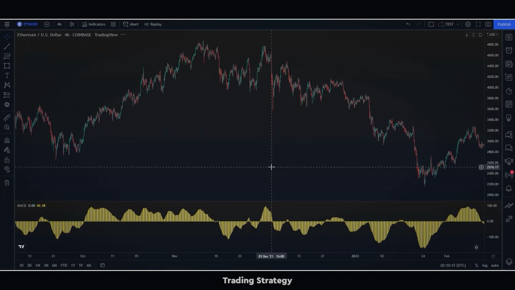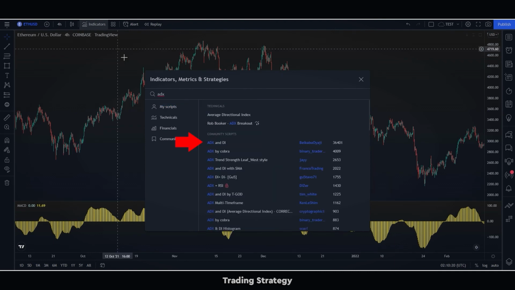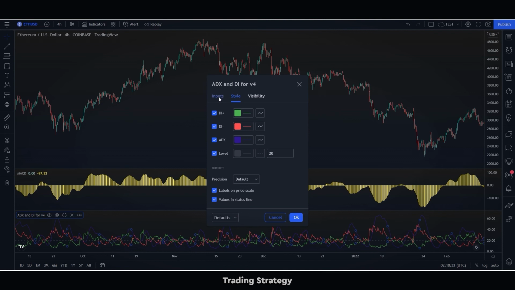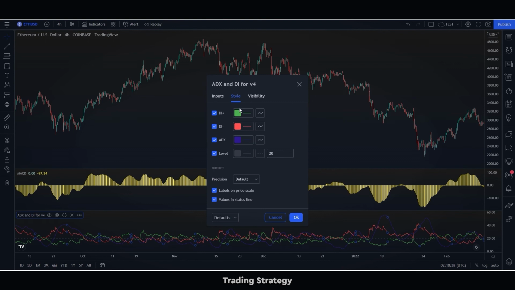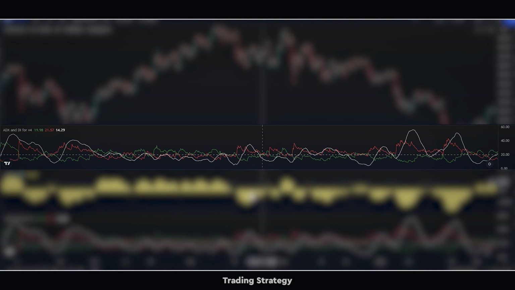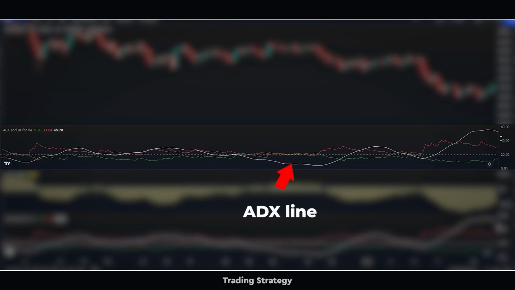The next indicator to add to the chart is the ADX+RSI indicator, with the following configuration of 25 and the following colors. In case you don't know what the ADX indicator is, the ADX, Average Directional Movement Index, has 3 lines: ADX, white, +DI, green, and -DI, red.